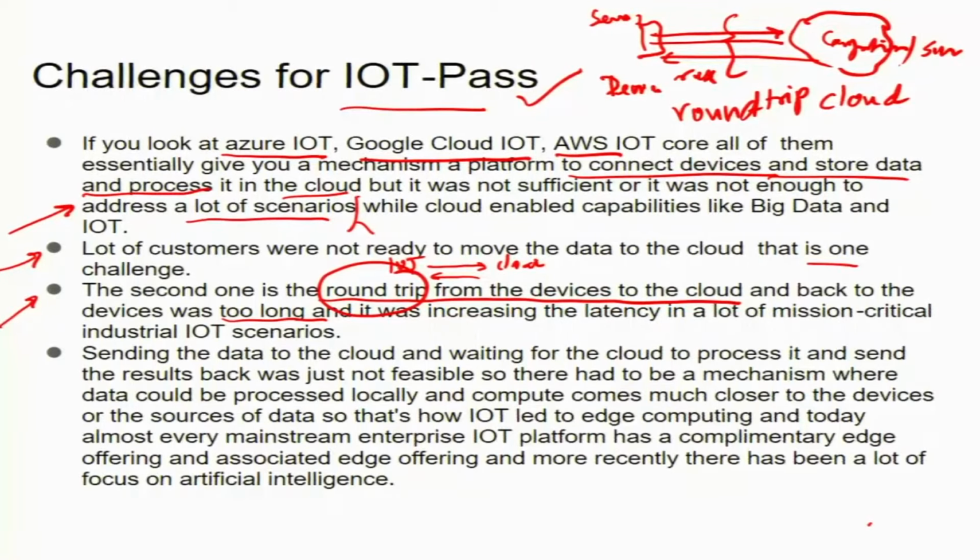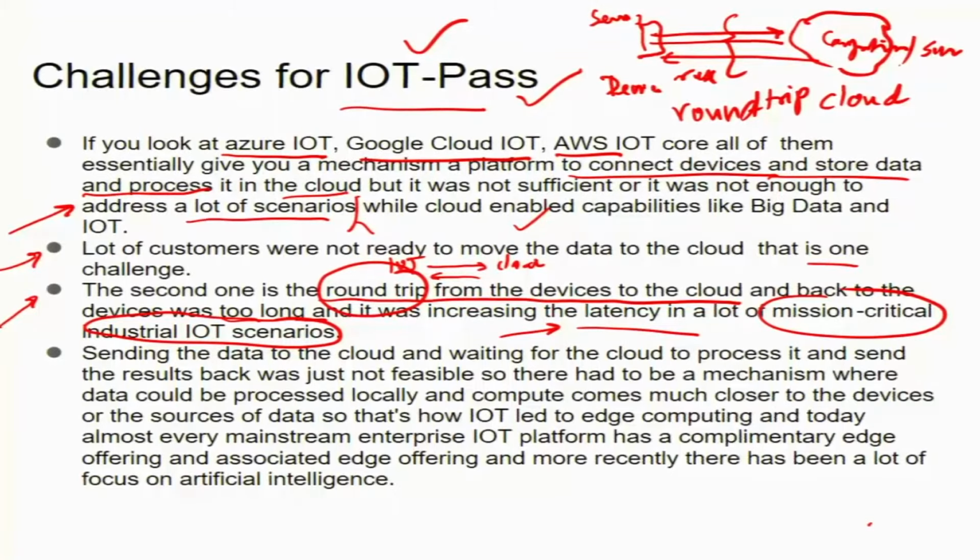Too long in the sense that applications cannot wait this much time for the computation from the cloud. So this is the challenge: many applications in the industrial environment need to be computed by the cloud, but they cannot wait that much time. It was increasing the latency, and in a lot of mission critical applications and industrial scenarios, this kind of latency is not at all acceptable, and that has become a challenge for IoT PaaS.